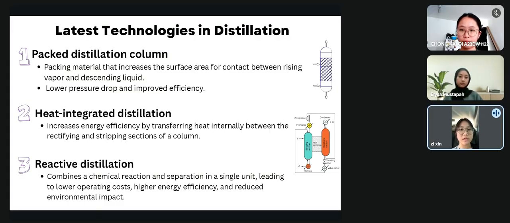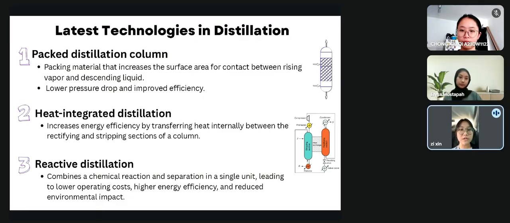The second is heat integrated distillation. This method increases energy efficiency by transferring heat internally between the rectifying and stripping section of the column. It reduces the need for external heating.